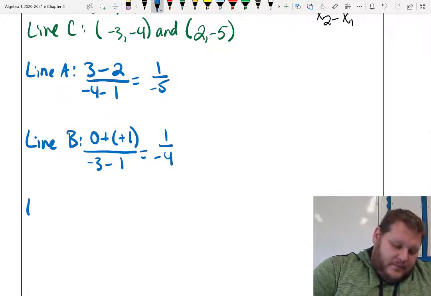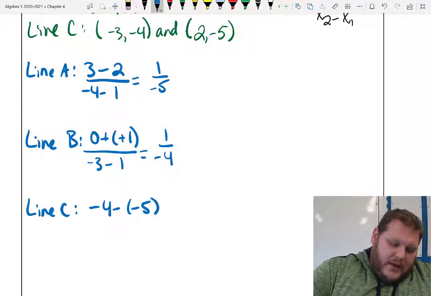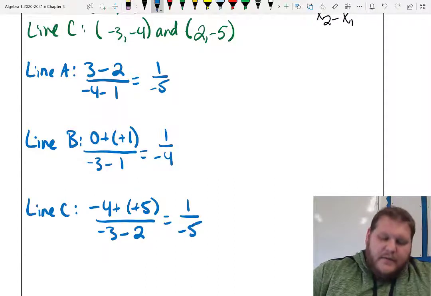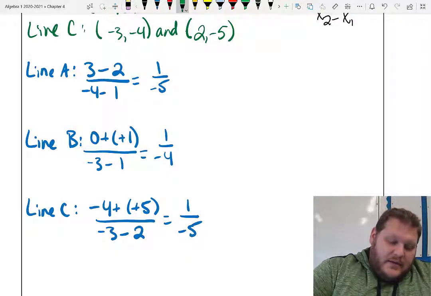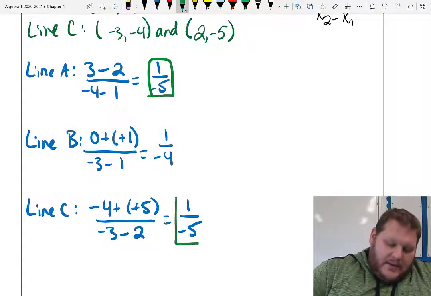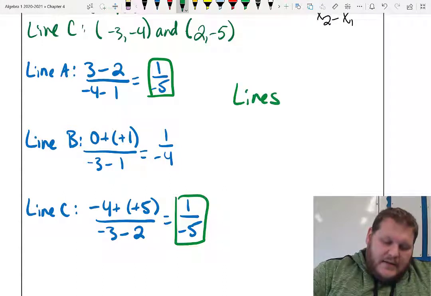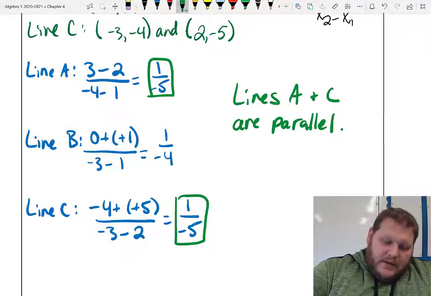Line C, I'm going to do the same thing. Line C, y minus y up top over x minus x in the bottom. Again, subtracting a negative makes it positive 1 over negative 5. So from that information, because line A and line C both have a slope of negative 1/5, we can say that lines A and C are parallel. So I can answer it that way.